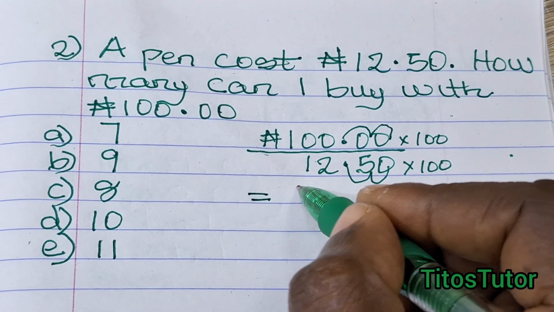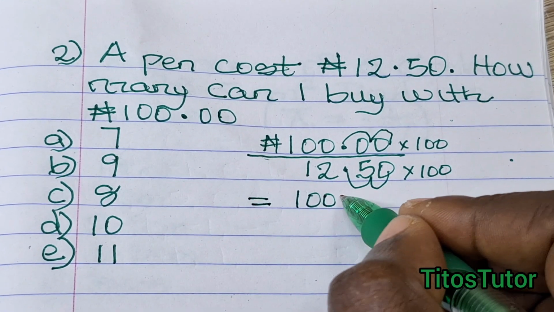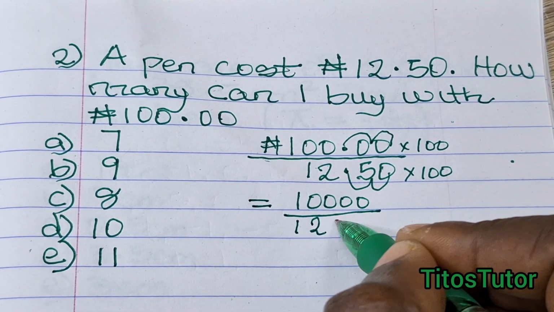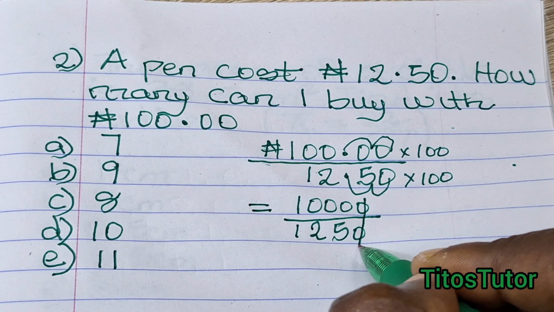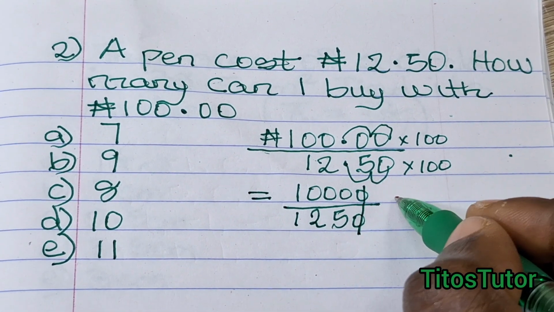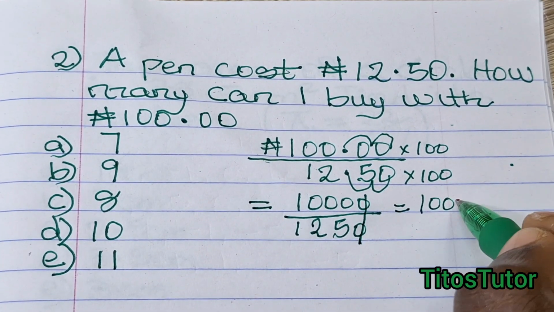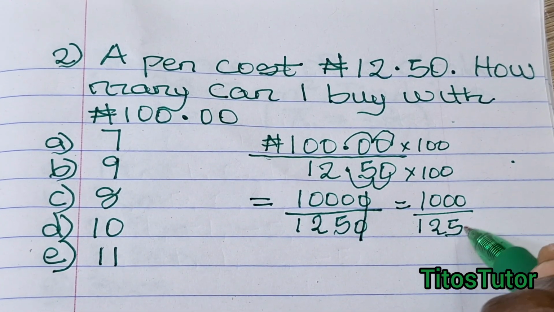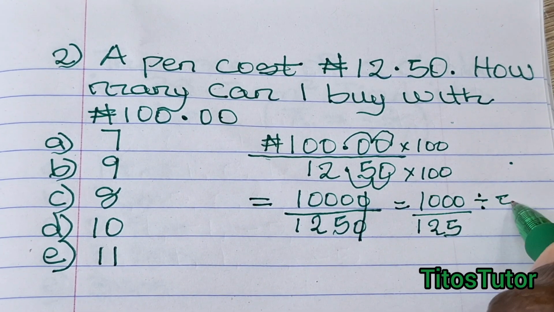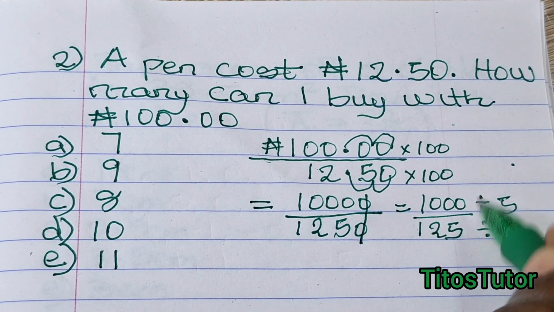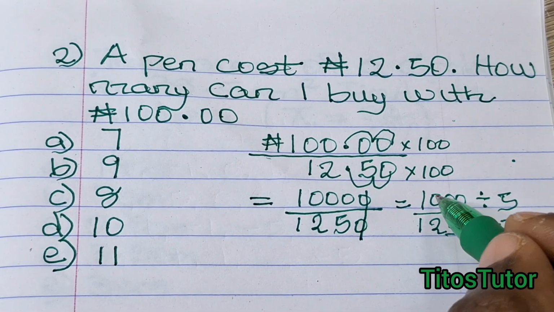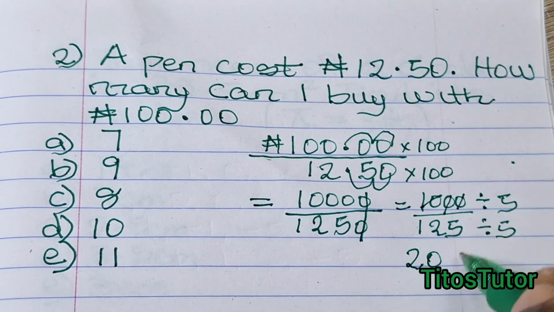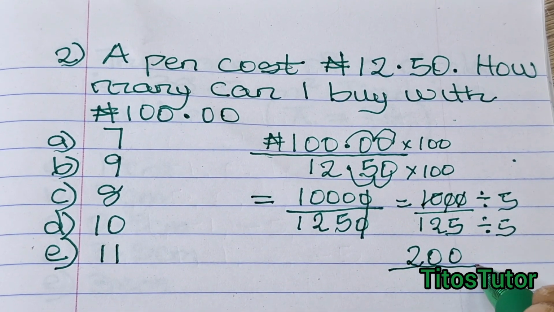So my new number to be divided is 10,000 all over 1,250. Can you see these 2 zeros can actually cancel out each other? I'm left with 1,000 divided by 125. These 2 numbers end with zeros, so I can divide by 5 and divide by 5. They are both divisible by 5. So 5 in 10 is 2, 5 in 0, 0, 5 in 0, 0. I've divided the first denominator.